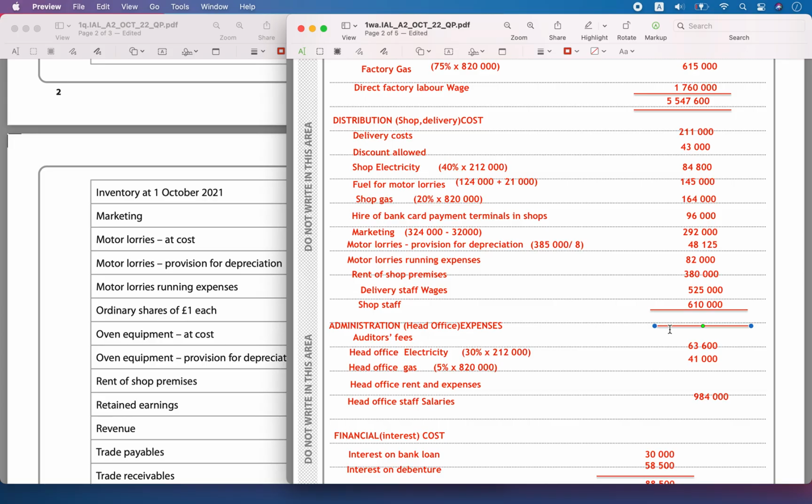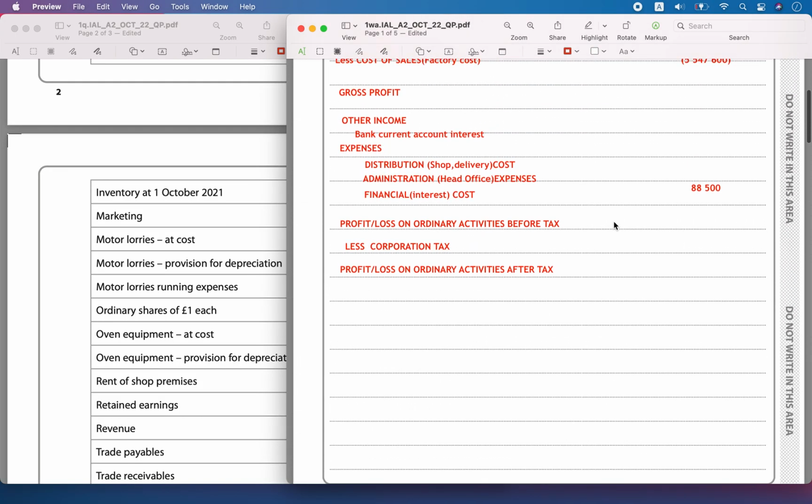So that is 2,680,925. So 2,680,925 is your distribution cost. So let's go and write it here. Distribution cost is this much.